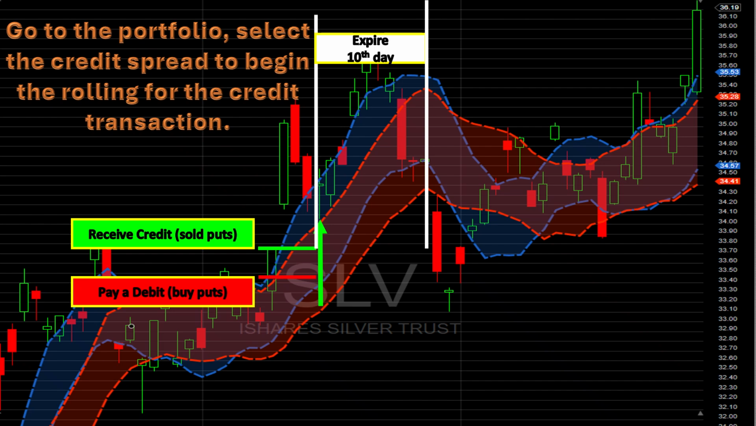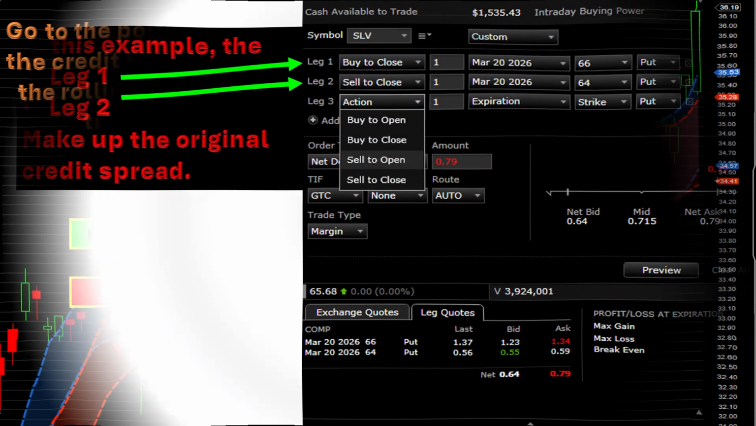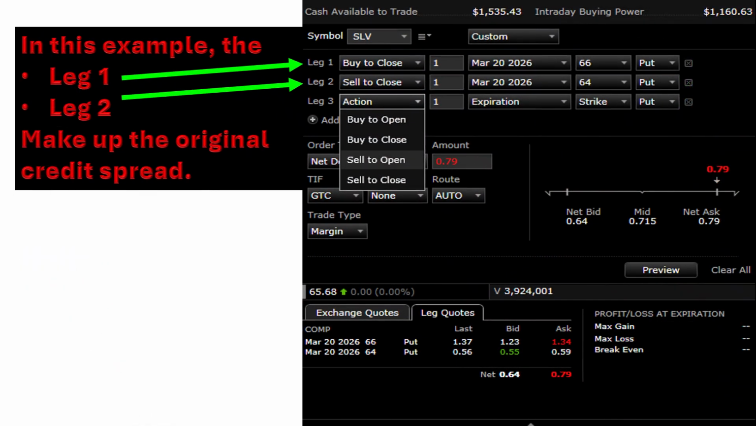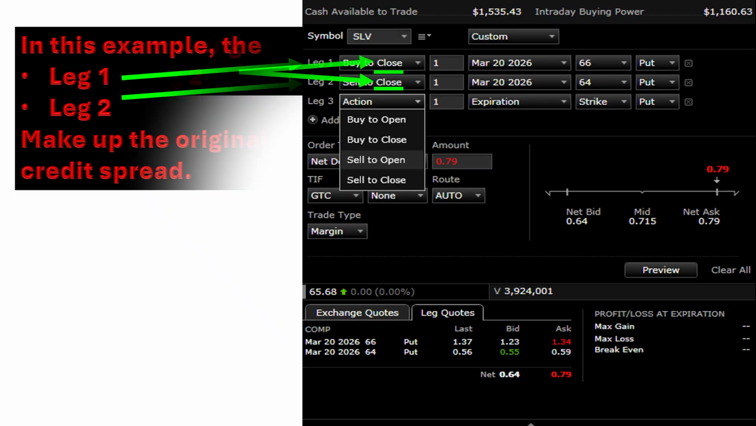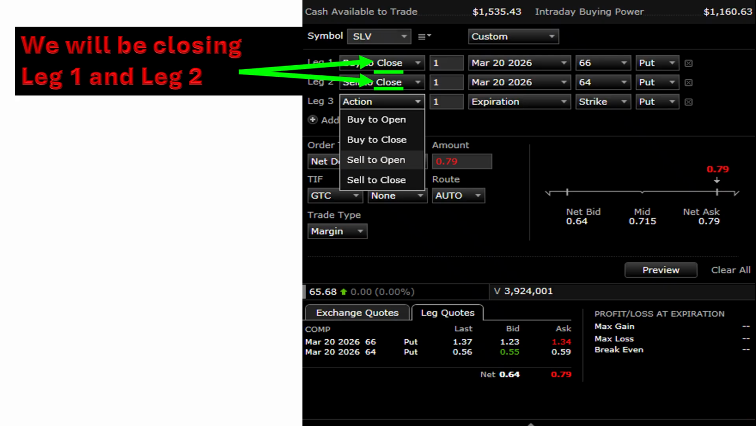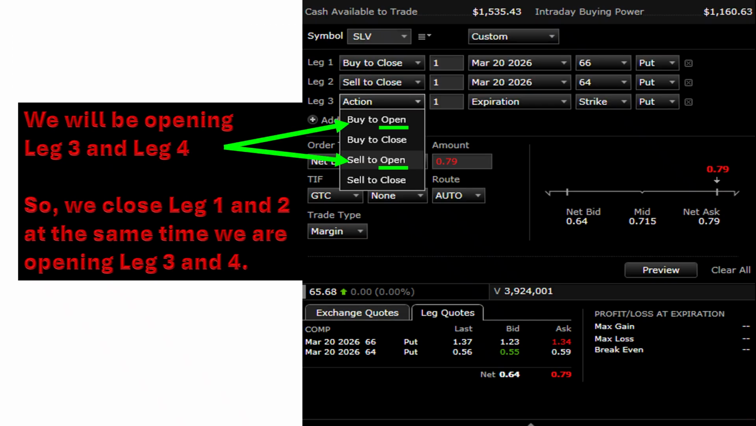Go to the portfolio, select the credit spread to begin the rolling for credit transaction. In this example, the leg 1 and leg 2 make up the original credit spread. We will be closing leg 1 and leg 2. We will be opening leg 3 and leg 4. They will replace leg 1 and 2.